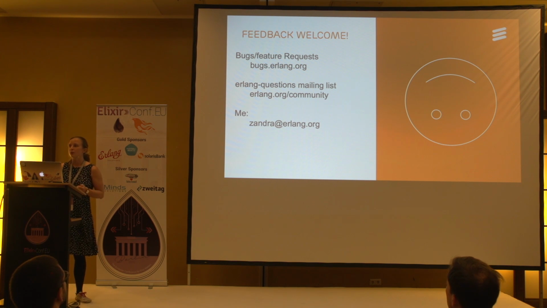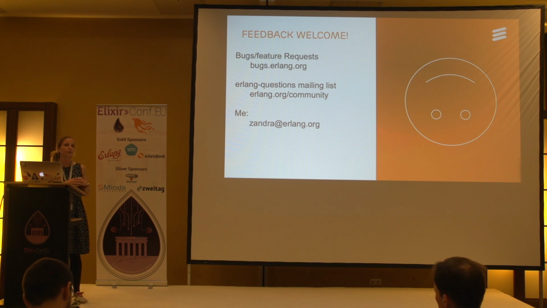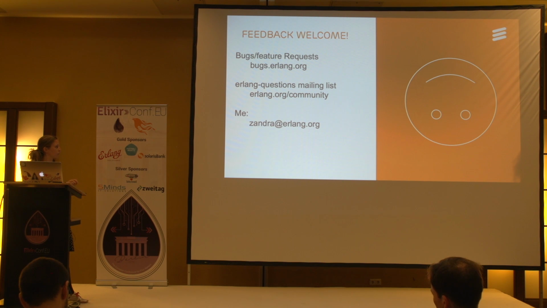Feedback is always welcome. If you have any bugs or feature requests, please add them to our Jira, which is on bugs.erlang.org. Or if you have any discussion points or questions, you can use our mailing list, which you can find under erlang.org/community. And there you can also find some other channels to contact us on, for example, our Slack and so on.